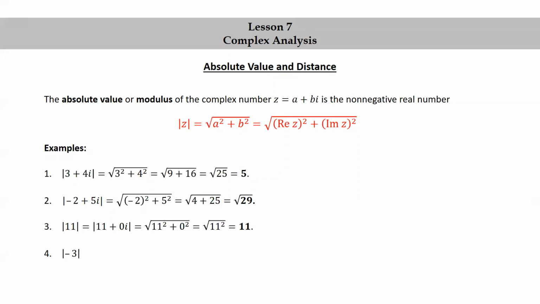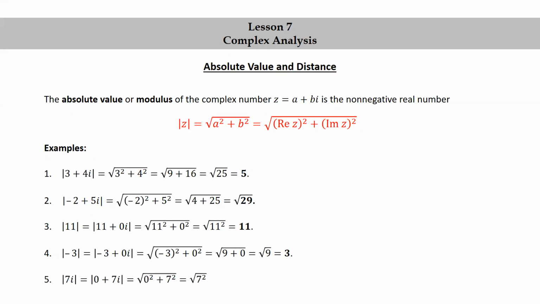The absolute value of negative 3 can be written as the absolute value of negative 3 plus 0i, which is the square root of the square of negative 3 plus 0 squared, or the square root of 9 plus 0, which is the square root of 9, or 3. The absolute value of 7i can be written as the absolute value of 0 plus 7i, which is the square root of 0 squared plus 7 squared, or the square root of 7 squared, which is equal to 7.